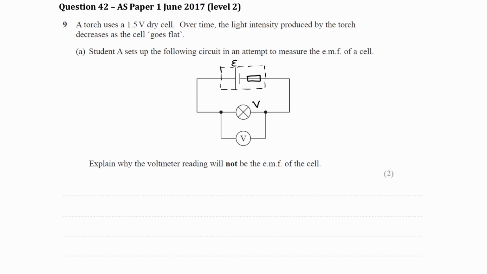And we will have a voltage across the internal resistance, which I'll call V int. And how it would work is the voltage that we pick up, so that will be the terminal voltage, will be equal to the EMF minus the lost volts, which is the voltage across the internal resistance.